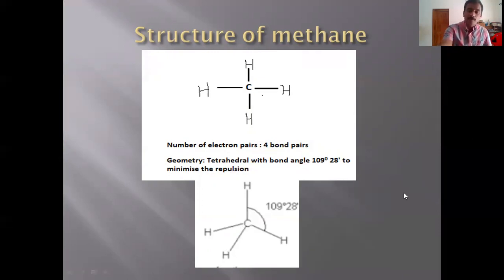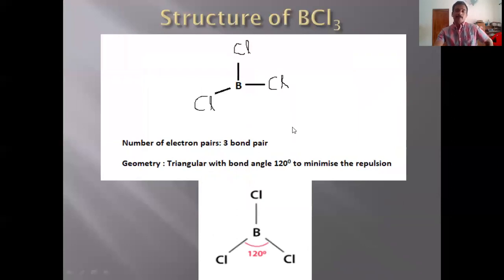Now see the structure of BCl3. Draw the Lewis structure. Here 3 electron pairs are there on chlorine, that is not shown here. Only the bonds are shown. So it is very clear there are 3 bonds between boron and chlorine, therefore 3 bond pairs are present. Number of electron pairs, 3 bond pairs.